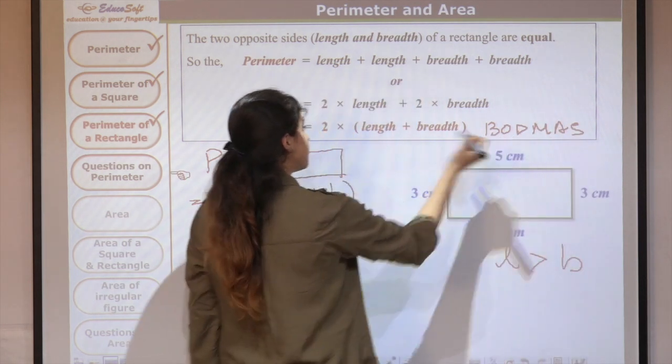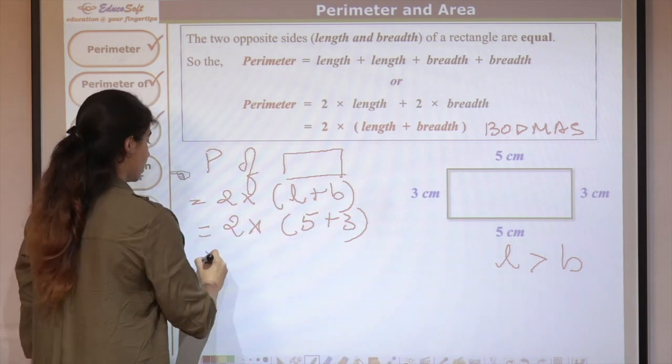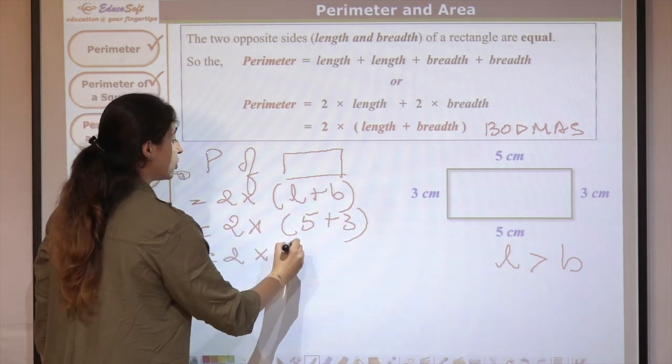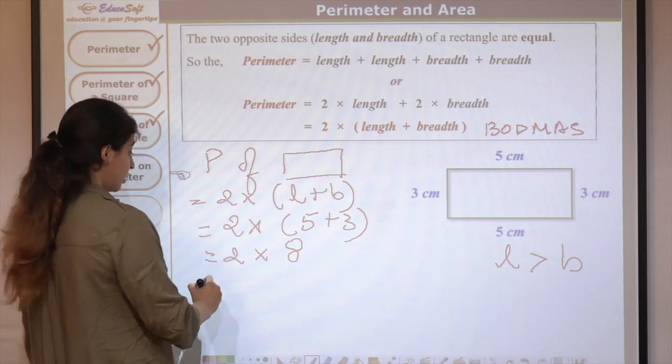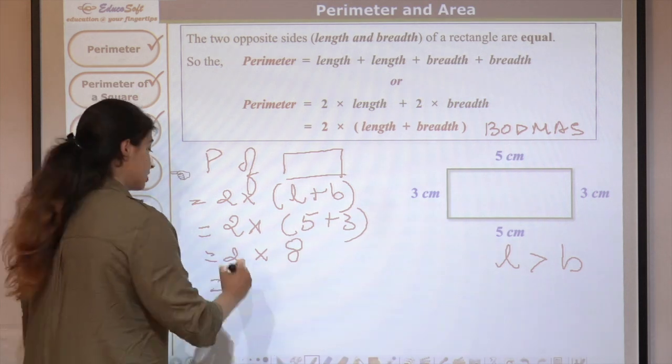First, we open the brackets. 2 times (5 plus 3), we know 5 plus 3 is 8. 2 times 8 is 16.